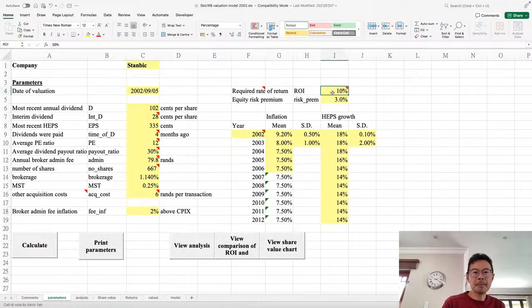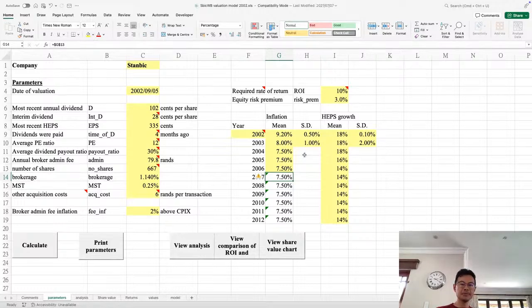And here is the required rate of return. So in South Africa, I use a required rate of return of 10%. Then the equity risk premium of 3%, so assuming that the risk premium is 3% above the risk-free rate. Then here is the inflation number. I projected inflation for 5 years, and thereafter I assumed it just stays at 7.5%. And here is a standard deviation, I think.